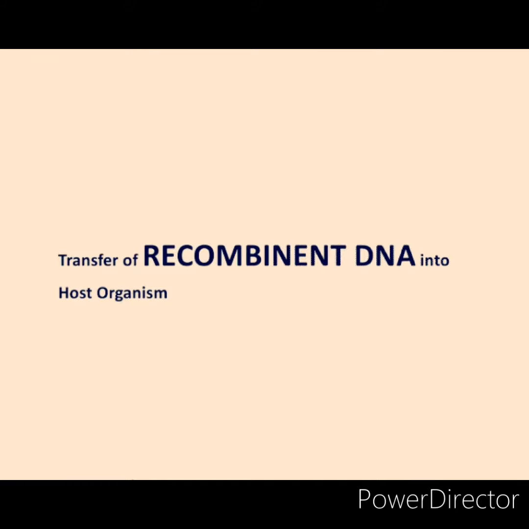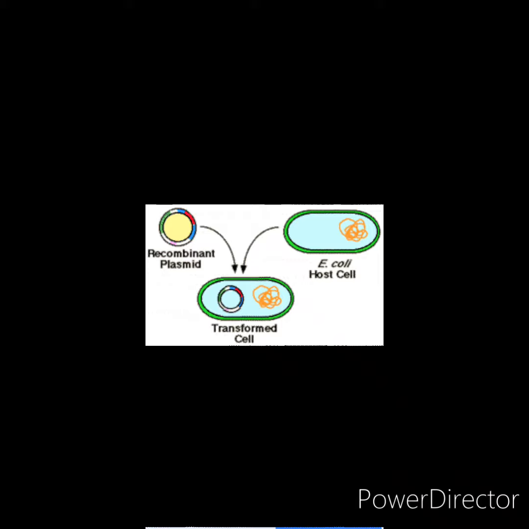The third step is the transfer of recombinant DNA into the host organism. Recombinant DNA is transferred to the target host. In this way, the host organism is transformed into a genetically modified organism. In this case, the host organism would be a bacterial cell.